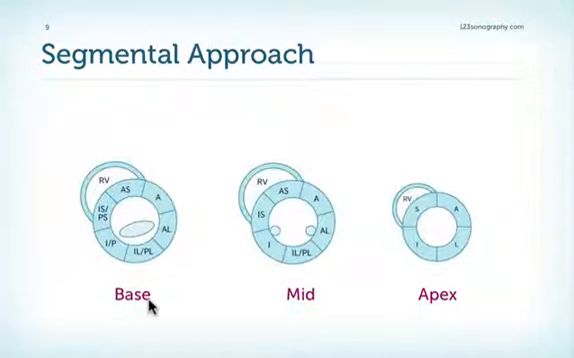The same segmentation is performed also at the mid-level. At the apex, however, we only have four segments. We have the anterior wall, the lateral wall, the inferior wall, and the septum. The lateral region is now a combination of the posterolateral and the lateral region, and the septum is a combination of the anterior and the inferior septum. In other words, we only have one septal segment as opposed to two.